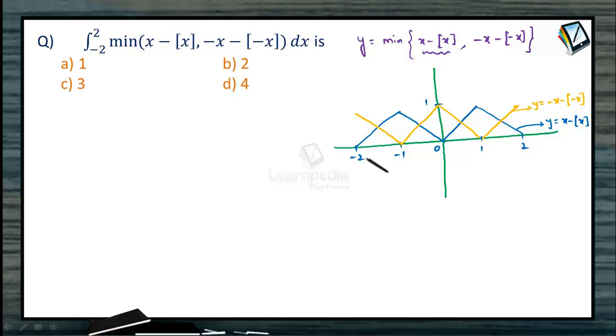Now what is required now? The minimum of these two. So can we identify what the graph required is? Yes, this is how the graph is.